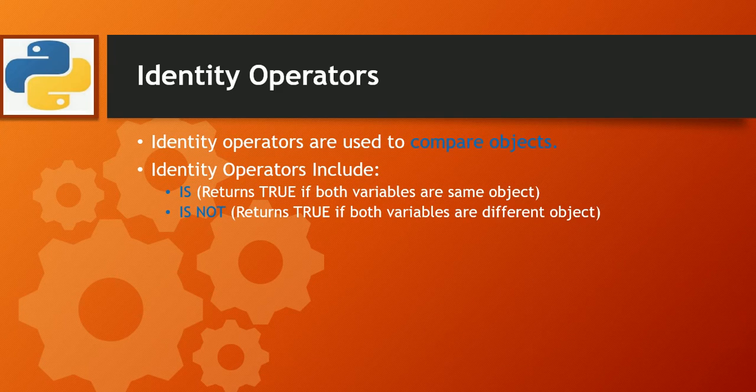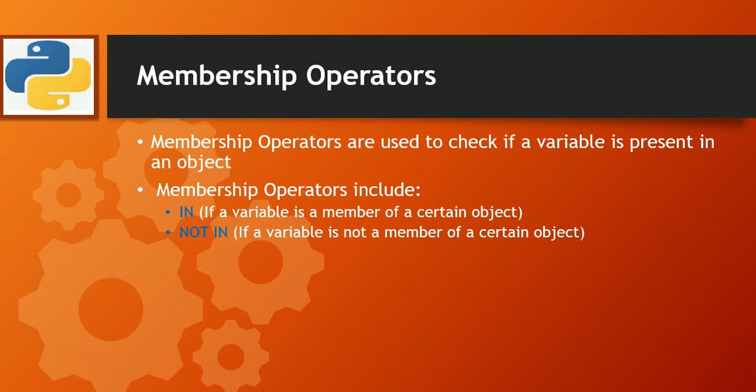Now next is membership operators. Membership operators are basically used to check if a variable is present in an object or in a certain sequence. They contain two types of commands, which are in and not in. In returns true if a variable is a member of a certain object, and not in returns true if a variable is not a member of a certain object. So let's go to PyCharm to execute some examples.